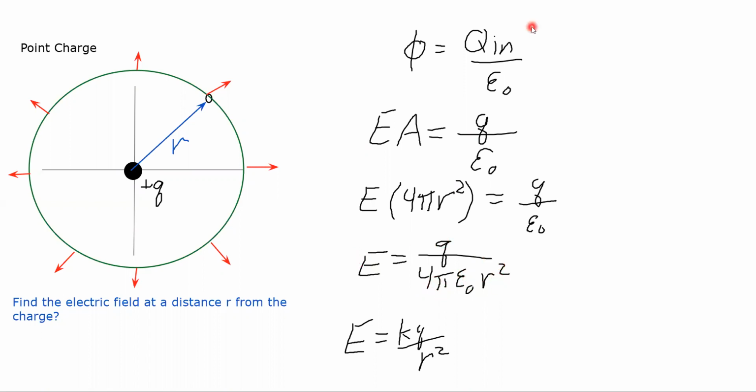Okay, so now we get electric field as a function of r. We could find the electric field at any distance. All we would be doing is changing the size of our circle, but we could find the electric field at any distance from this point charge.